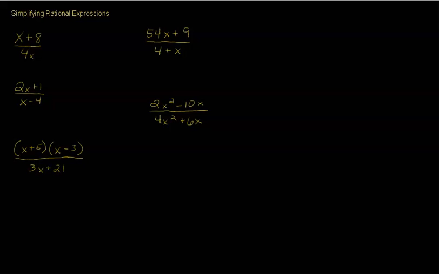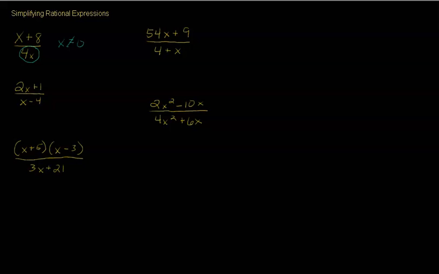But what would make this bottom part 0? So 4 times what would give us 0? Well, 4 times 0. So x in this case cannot equal 0. You're going to have questions on the test and in the homework: what can x not equal? In this case, x cannot equal 0.